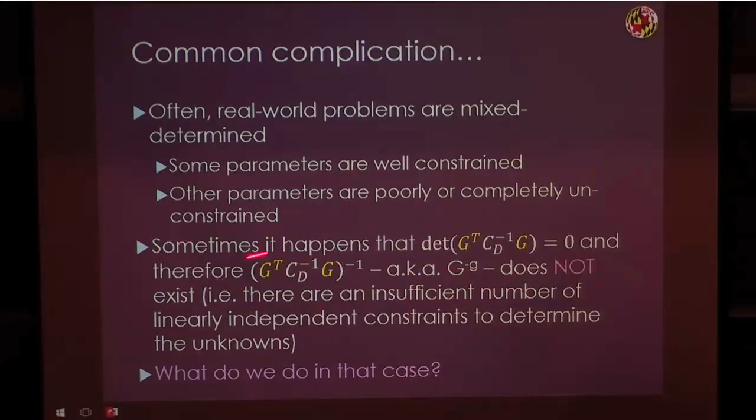So when this matrix doesn't exist, what do we do? When that matrix doesn't exist, the problem is telling you that there's an insufficient number of linearly independent constraints to determine the unknowns. In other words, you don't have enough independent data to answer the question that you're asking, the inverse problem. And so what do we do in that case?